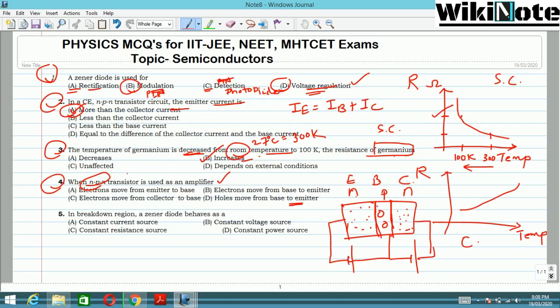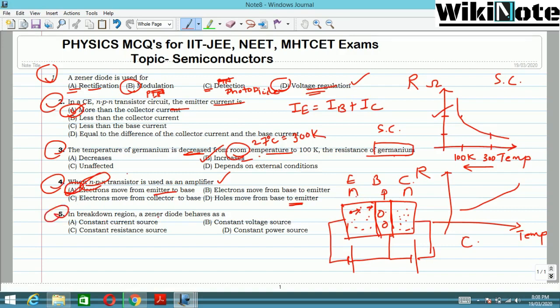is forward biased. So this negative will repel these electrons towards this side, towards the hole side. So electrons will move from emitter region to the base region. So that should be your correct answer. Hope I have given you the appropriate solution.